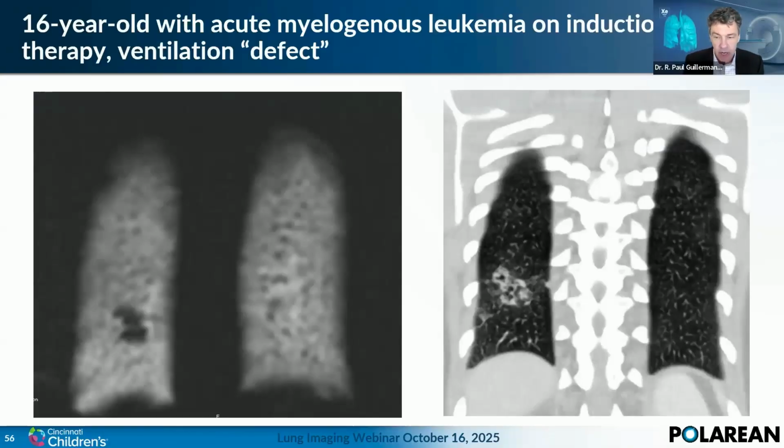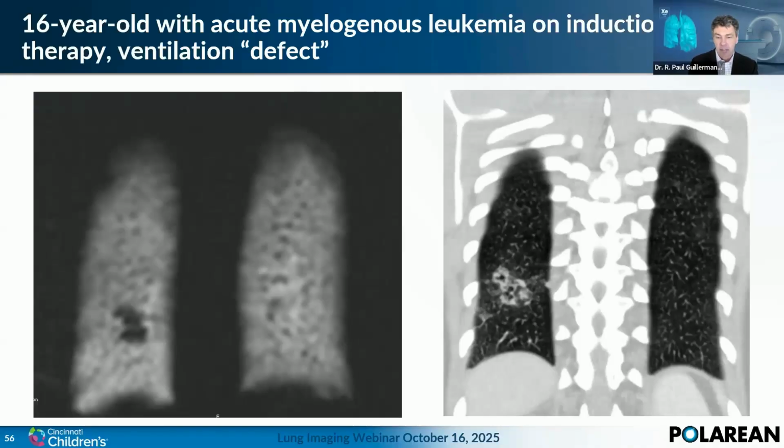Another thing to underscore is that not everything that's a ventilation defect is going to be related to airway obstruction. So it's important to correlate what you see with any anatomic imaging that's available. Here's a patient who had leukemia. When you look at the xenon image on the left, you can see that defect in the right lung. And it doesn't have the typical wedge shape that a plugged airway would show, it's more irregular.